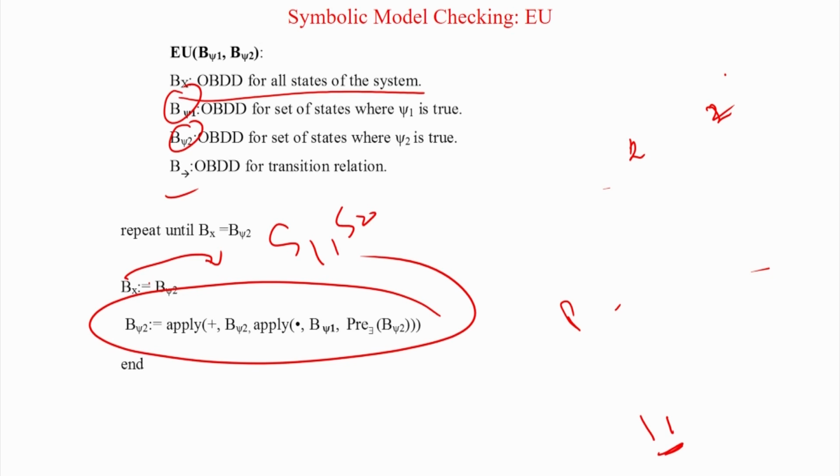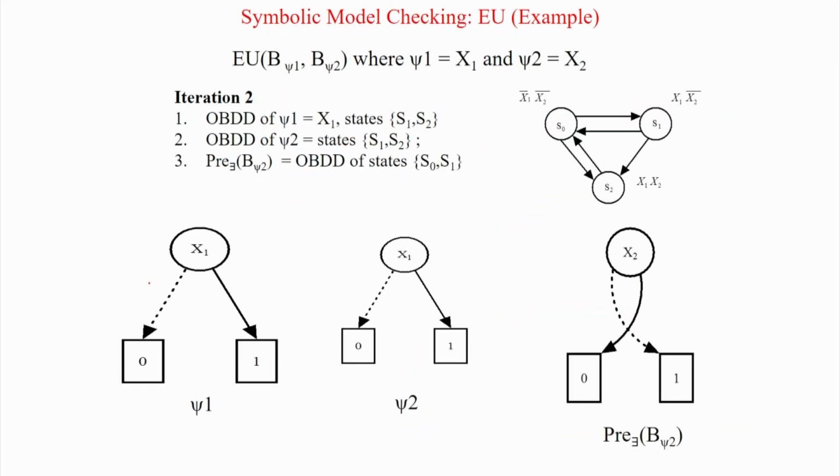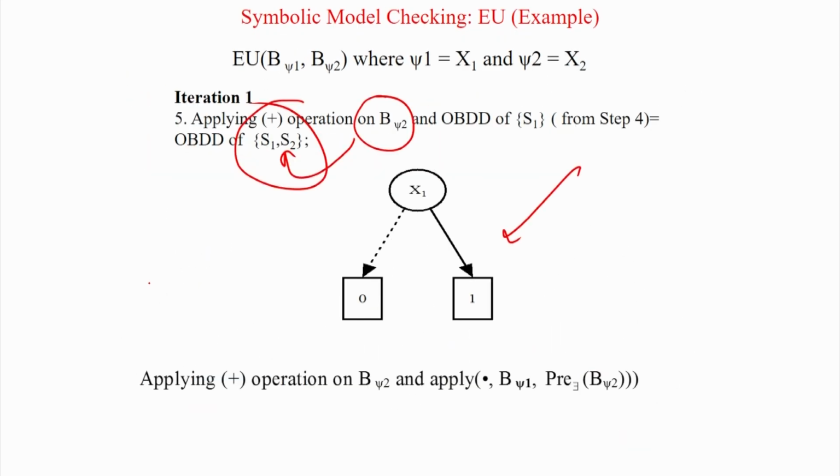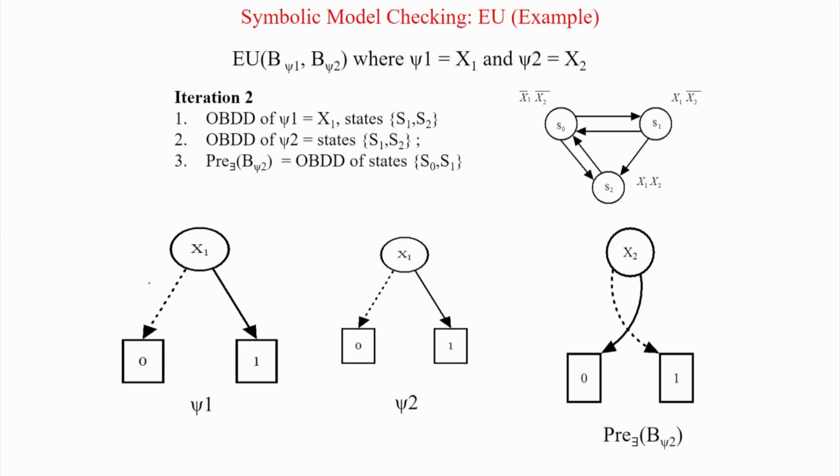Initially it was only S2, but now B of psi 2 has changed. It is now S1 and S2. So Bx in the next iteration becomes S1 and S2, and we redo the iteration. Iteration 1 is done, so this is iteration 2. The only change is that psi 2 has become S1 and S2. In the initial round it was S2, but x1 has changed anyway.